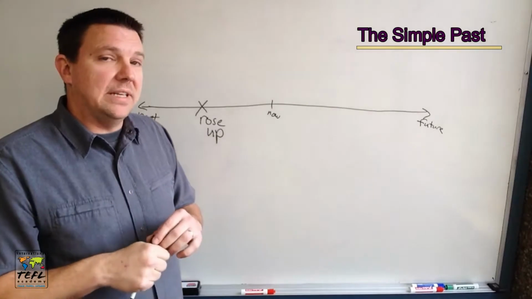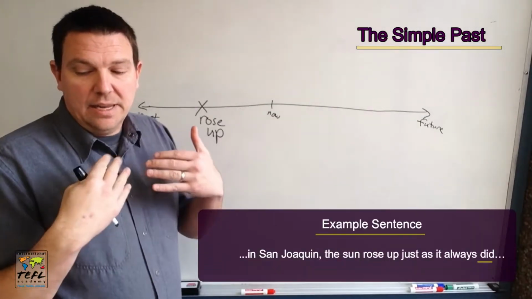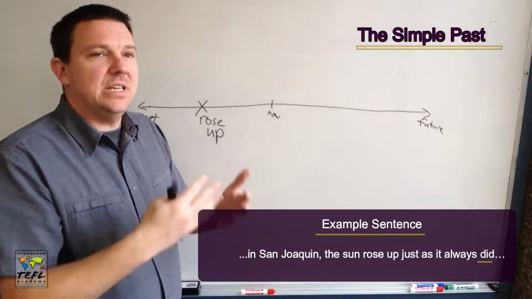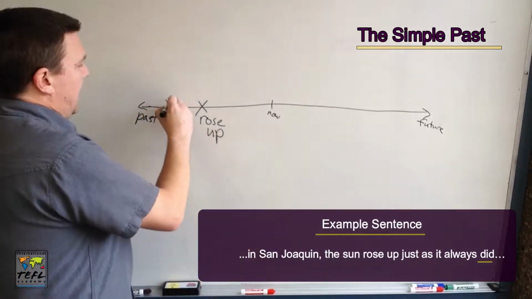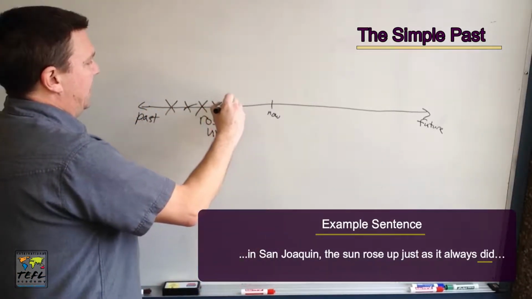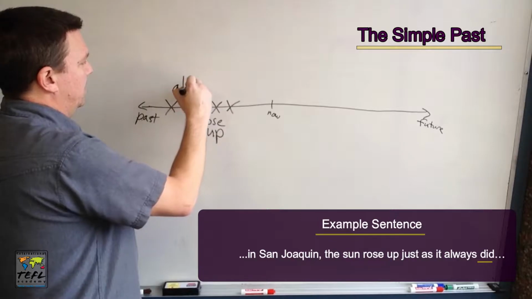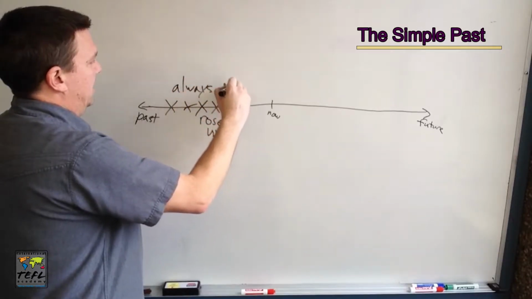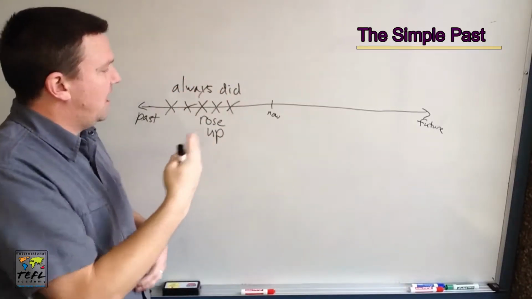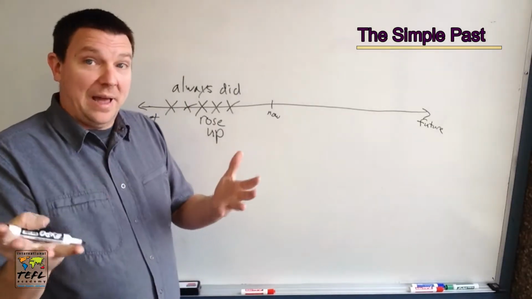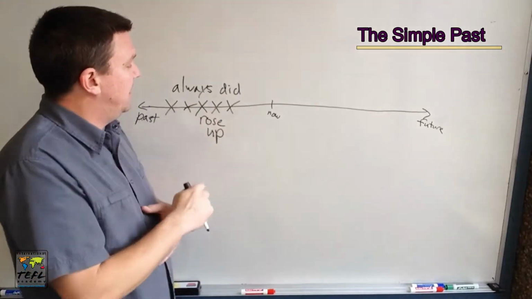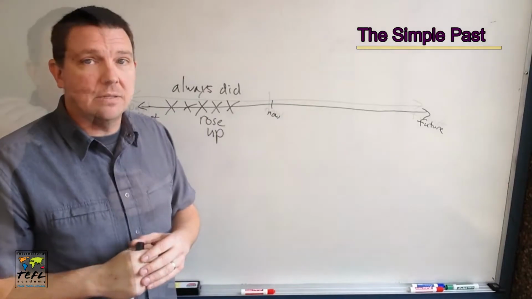The second part of that example sentence says, in San Joaquin the sun rose up, just as it always did. That signifies a repeated action in the past, always did. So this timeline represents how the simple past can be used to signify one single event or an event that repeated in the past.